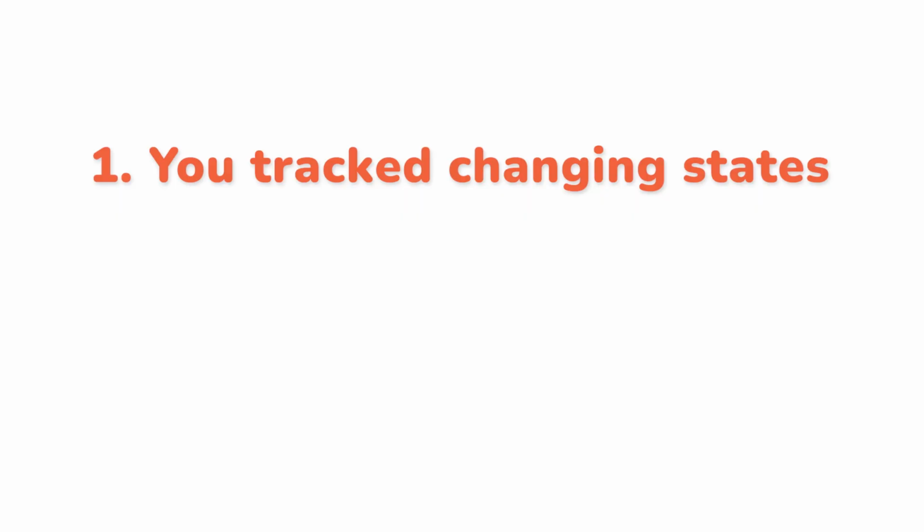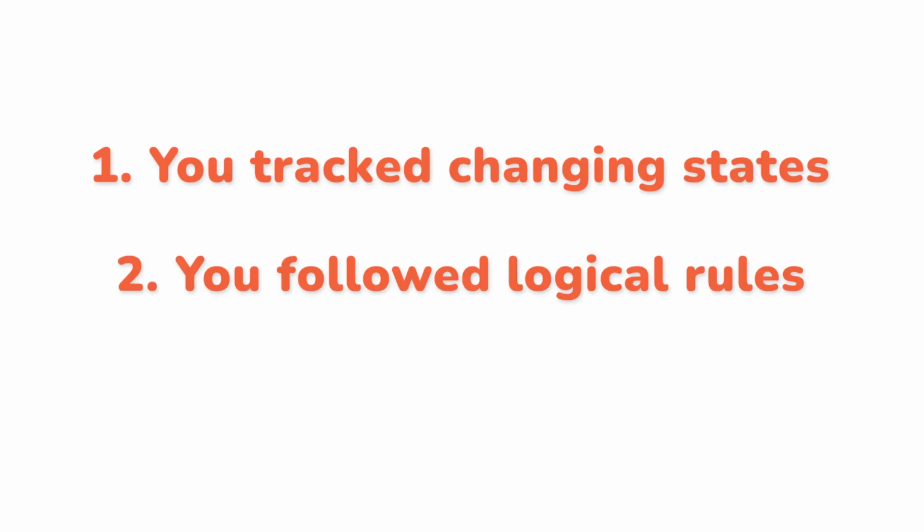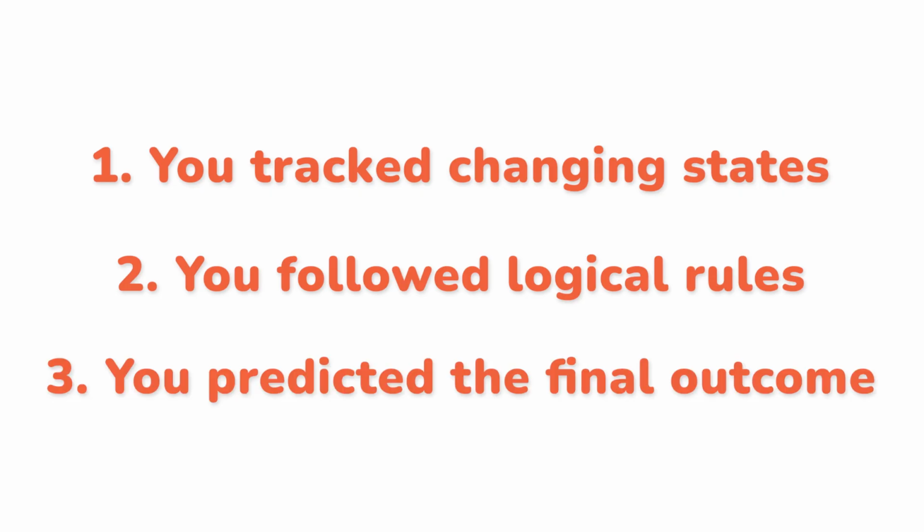So today you used computational thinking. You tracked changing states, you followed logical rules, and you predicted the final outcome. This is the exact procedure a computer programmer would follow. This kind of step-by-step thinking is exactly what I do at work when I'm trying to understand what a program will do. Now the real question is, would you dare try Beaver Amusement Park's water slide yourself?